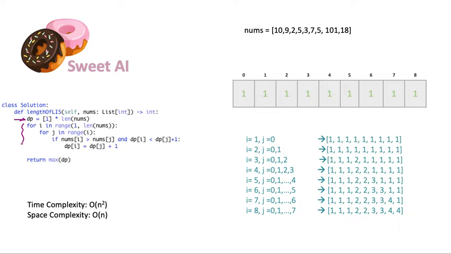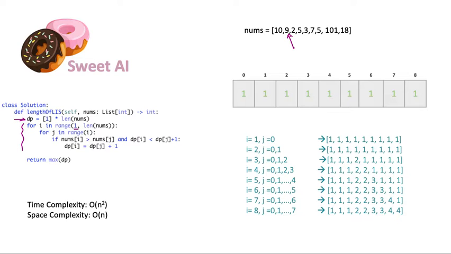So we iterate over this array, but we start from index 1. The reason is that at index 0 that we have here, the only subsequence that we can get is the value 10, right? And it has a length of 1, right? So it cannot be longer than this, so we don't need to go through that. It's not wrong if we put 0 here, but it's unnecessary. So we are going to start from index 1.